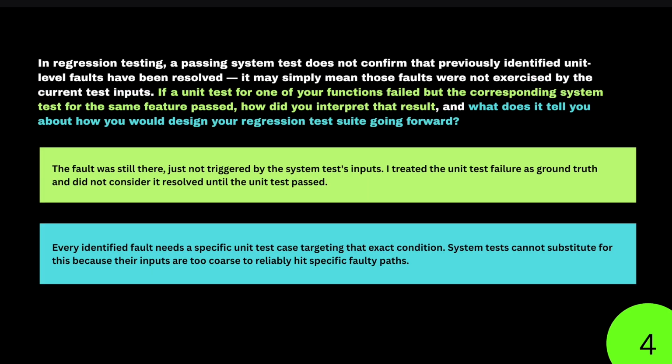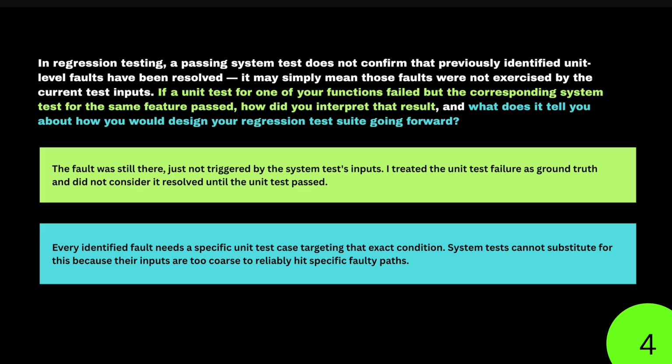Question 4. First part is, if a unit test for one of your functions failed, but the corresponding system test for the same feature passed, how did you interpret that result? The fault was still there, just not triggered by the system test inputs. I treat the unit test failure as ground truth and did not consider it resolved until the unit test passed.